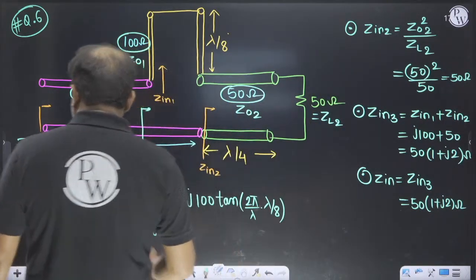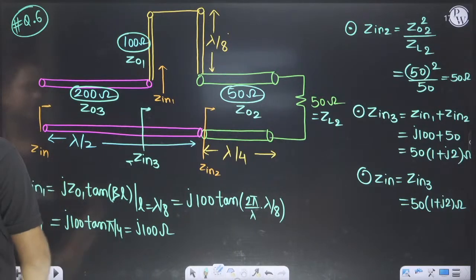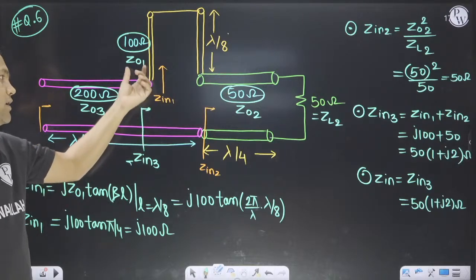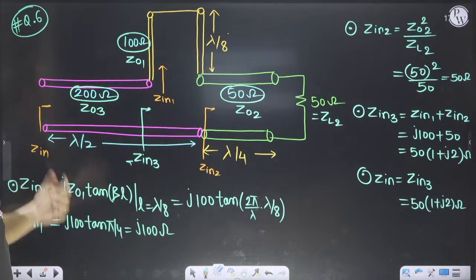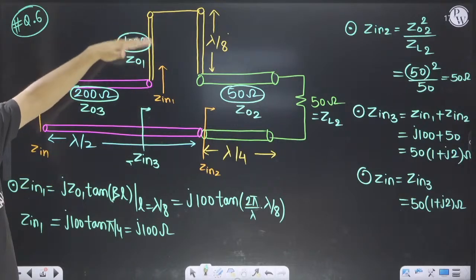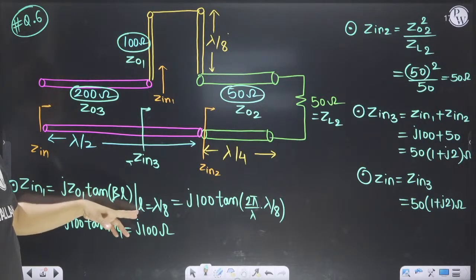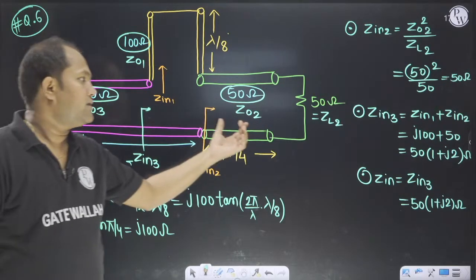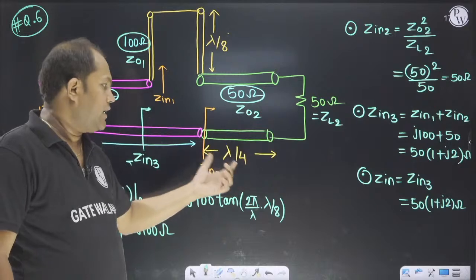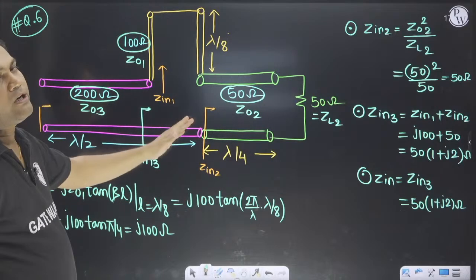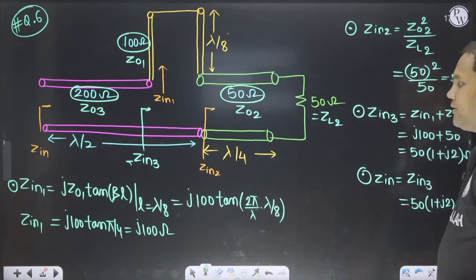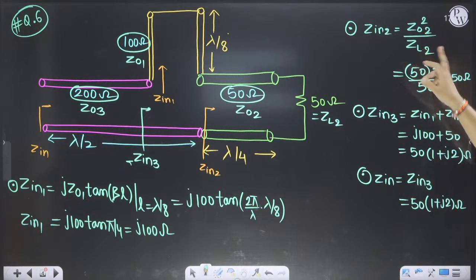So we have calculated the input impedance for all cases: Zin1, Zin2, and the combination of Zin1 and Zin2, and then the overall input impedance. Since it is lambda by 8, it is jZ0 tan βL with L equal to lambda by 8. Since it is lambda by 4, it is Z0 squared upon ZL, and since it is lambda by 2, Zin is equal to ZL. So I have applied jZ0 tan βL, Z0 squared upon ZL, and Zin equal to ZL.